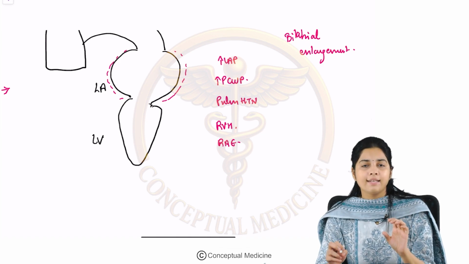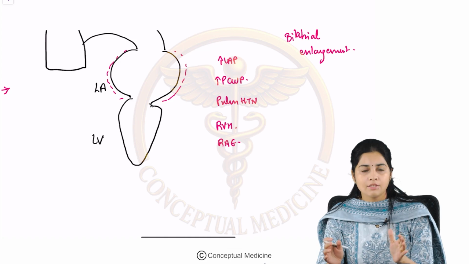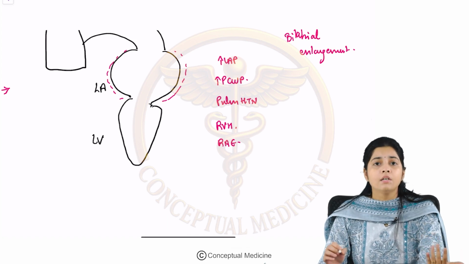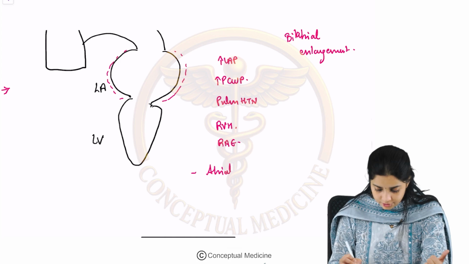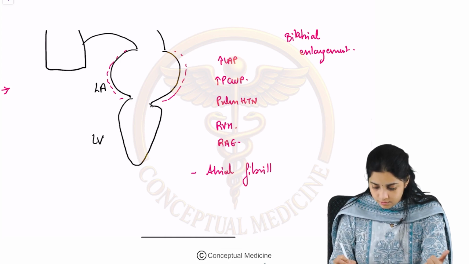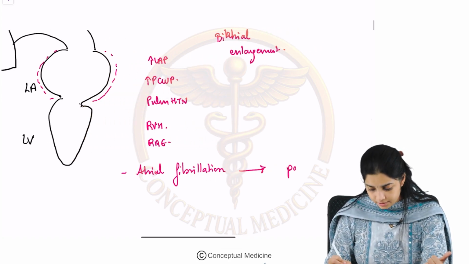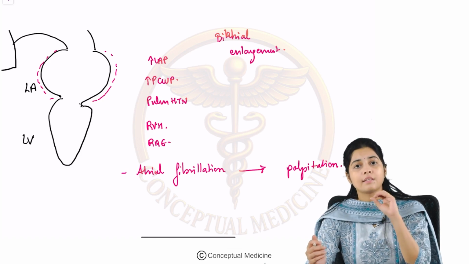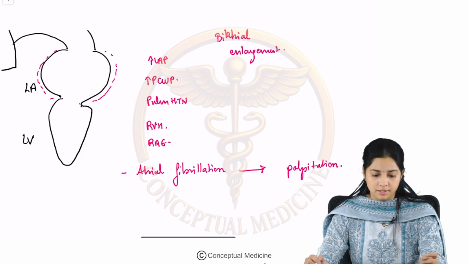Now, atrial enlargement has its own course of consequences. What happens when the atria are enlarged? The myocytes stretch beyond their capacity. If the myocytes stretch beyond their capacity, it is going to predispose to atrial fibrillation. So how does the atrial fibrillation present? The atrial fibrillation results in palpitations. So this enlarged atrium causes excessive stretching of the myocytes and it causes electrical instability leading to atrial fibrillation.